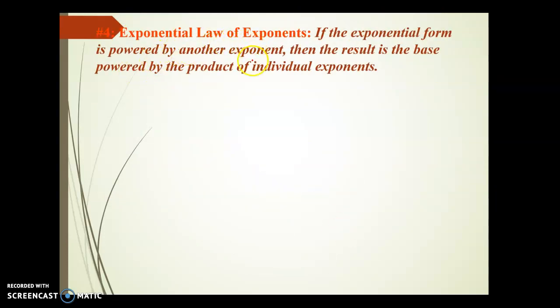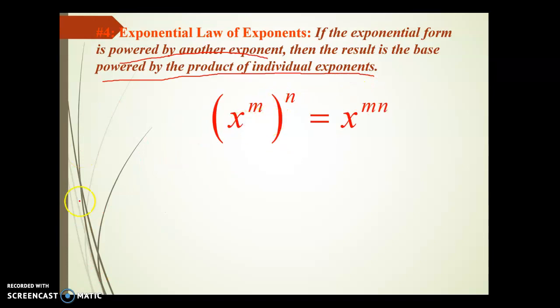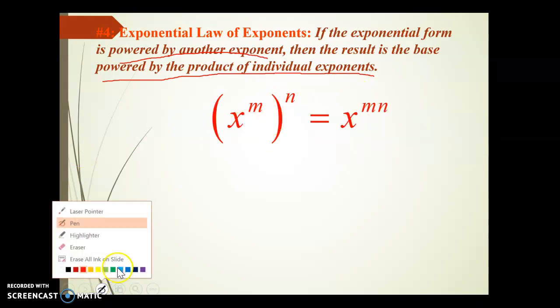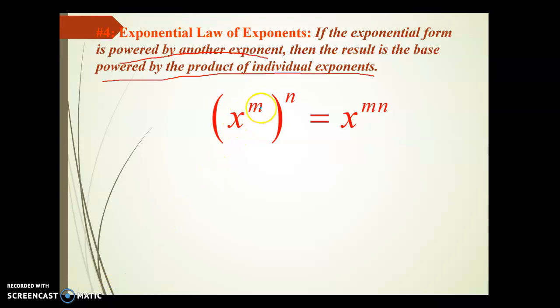Exponential Law of Exponents. This one is commonly known as the power of a power. So when a power is raised to another exponent, the result is the base powered by the product of individual exponents. What does it mean? If you put it into an example, x to the m, this could be any number, and n, this could also be any number. If it's like that, you're just going to multiply the two. So it's x to the power of mn, m times n.